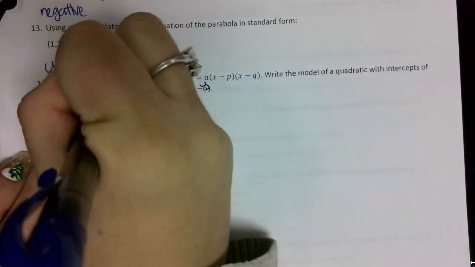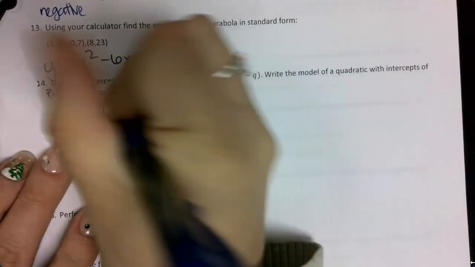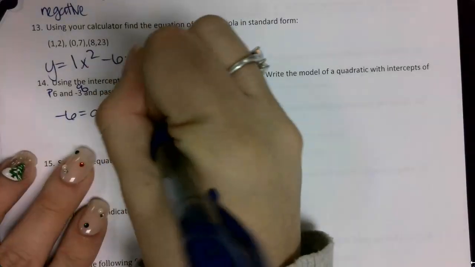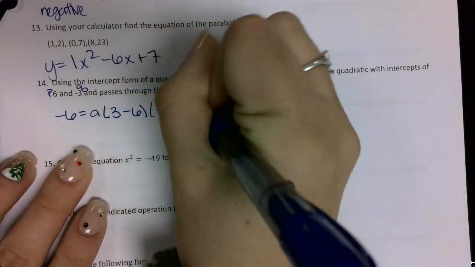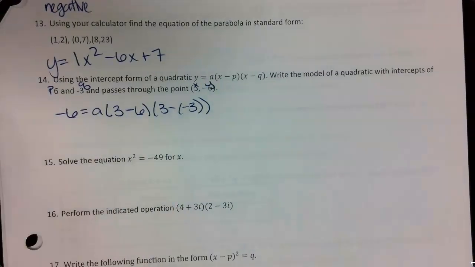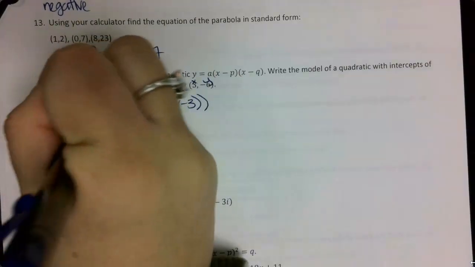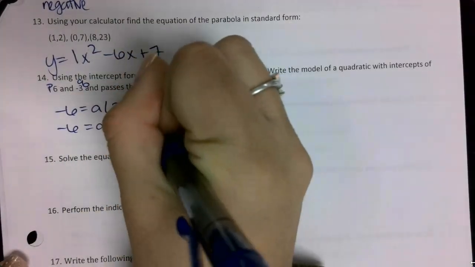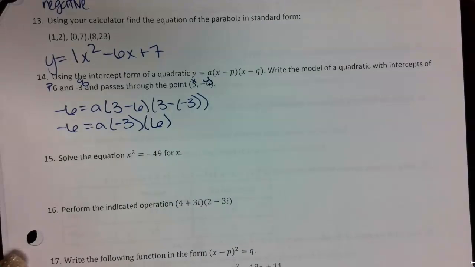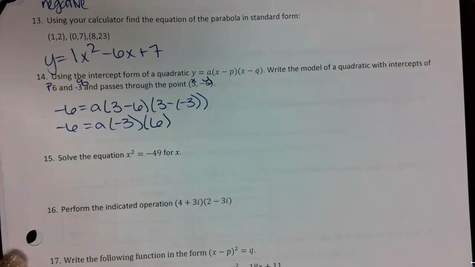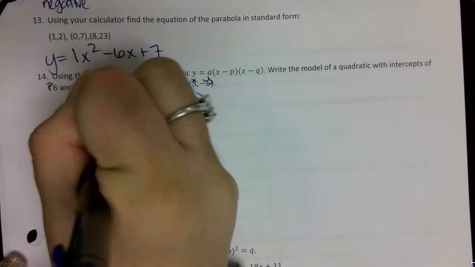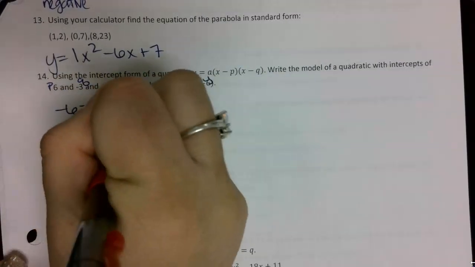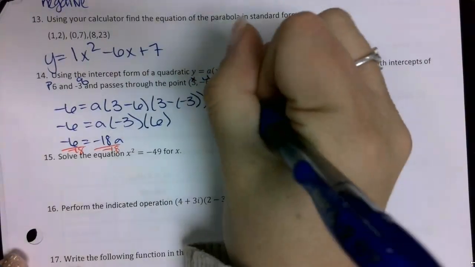So I have negative 6 equals a. I'm again solving for a. My x was 3 minus my p of 6. And then 3 minus my q of negative 3. Simplifying, I have negative 6 equals a times negative 3. 3 minus negative 3 is positive 6, because I add, because of the double negatives. Negative 3 times 6 is negative 18. Divide both sides by negative 18. I get a equals 1/3.